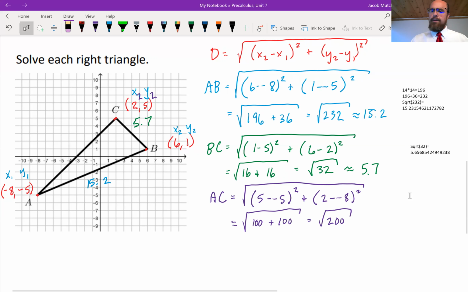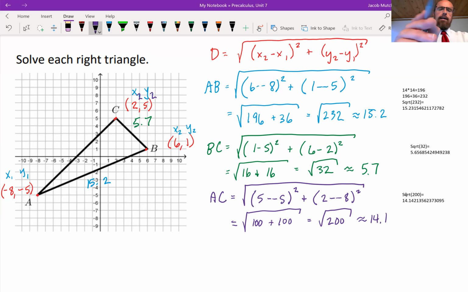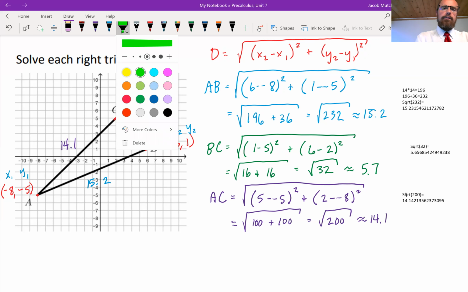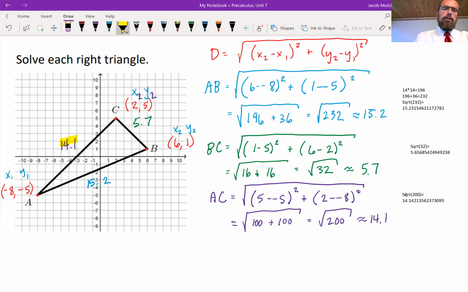But again, let's get a value here. So the square root of 200 is in fact 14.1. And that concludes our side lengths. So I'm going to highlight those. We've found all three side lengths.